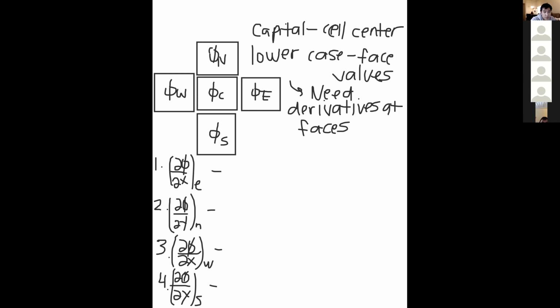Right. So here I used lowercase letters to denote these are at the faces. So the face values are basically right here. Use a different color actually. So the face values are basically evaluated at the blue X's right there. So basically what we need to do is approximate these with the cell-centered values.